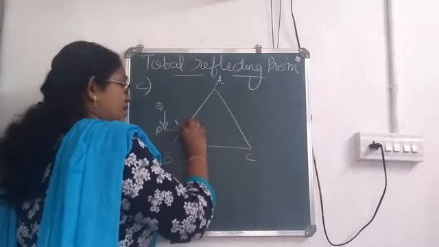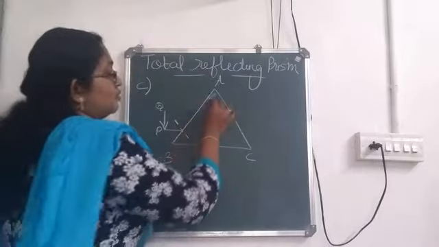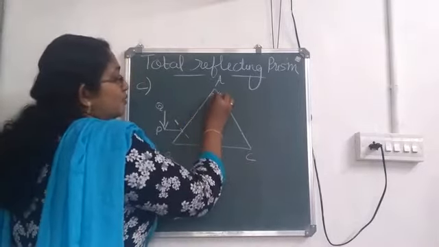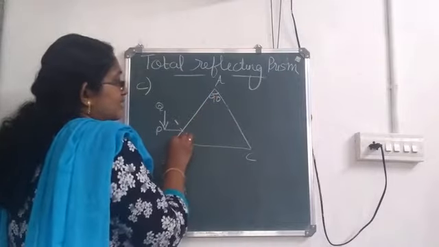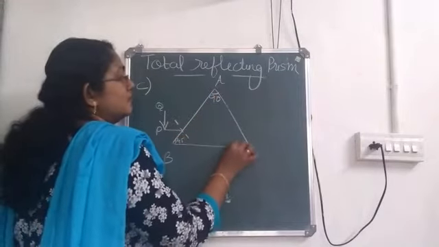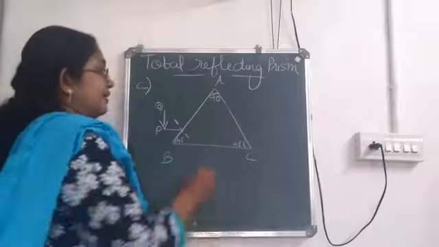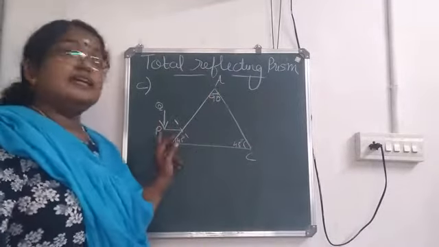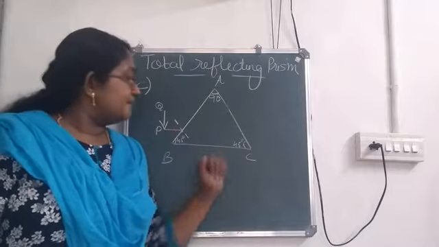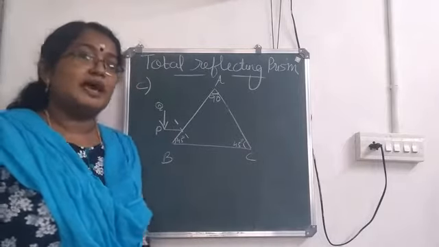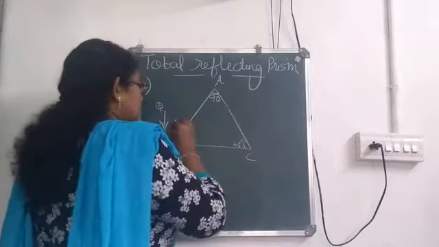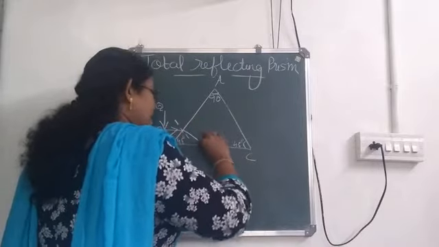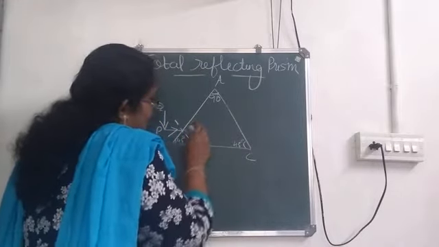So I'll be drawing the normal here. This is the normal, and here I forgot to mark the angles. 90 degree, 45 degree, 45 degree. Then here the ray is moving from a rarer medium to a denser medium. So what happens? It undergoes refraction and it bends towards the normal, isn't it?